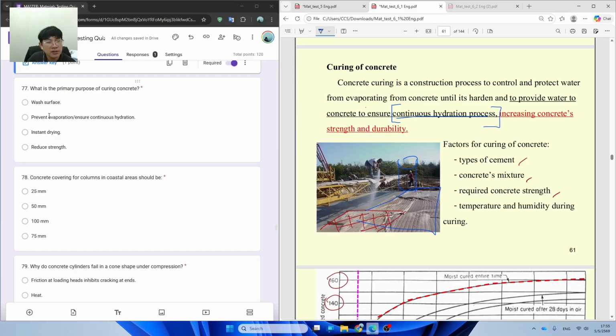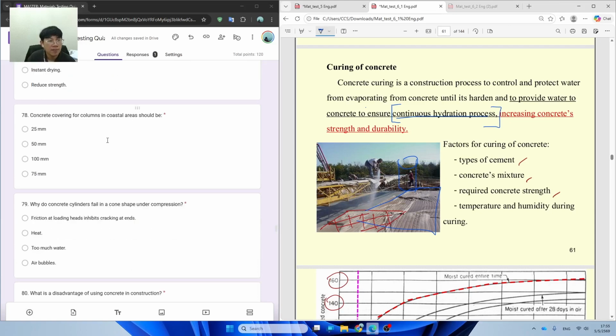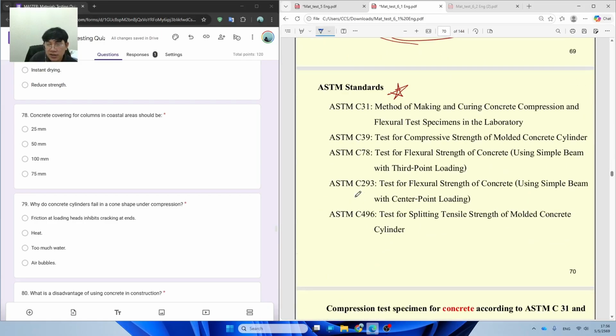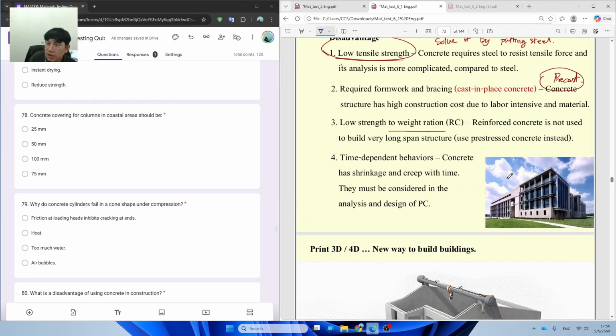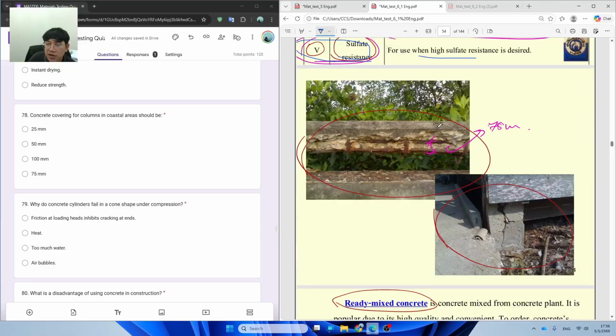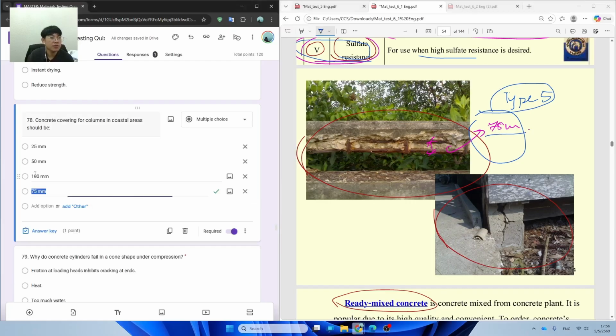So we cure to prevent the evaporation and to ensure the continuous hydration. The concrete covering for the column in coastal areas is supposed to be about 75 millimeters, in order to have the barrier or the gap or the covering big enough to prevent corrosion. We use cement type 5, but still not enough. We need to also increase the covering length to 75 millimeters. Yeah, over here.